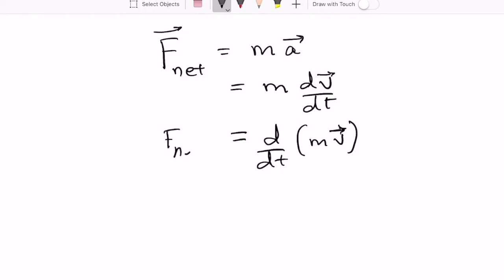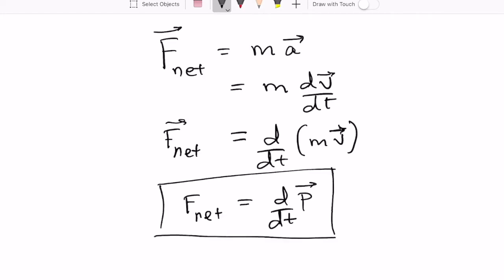F net equals d/dt of mv, but we just saw that mv is the momentum. So F net is equal to d/dt, or the derivative of the momentum. And so this is Newton's second law. Now you might say, what's the point of doing this? Like, what was wrong with F net equals mass times acceleration?